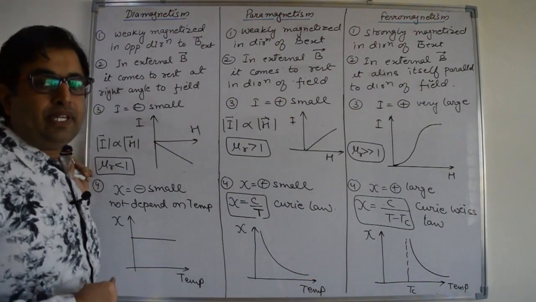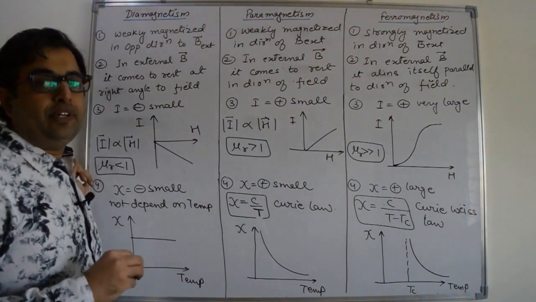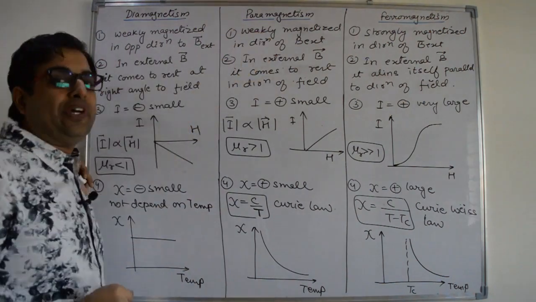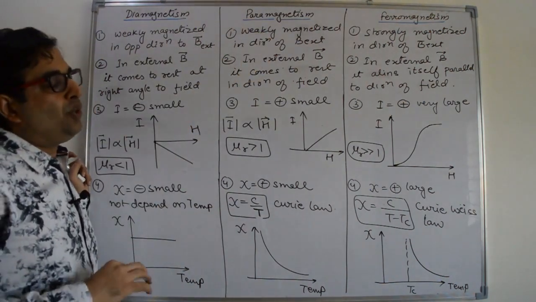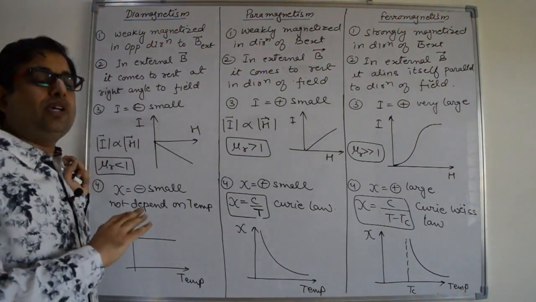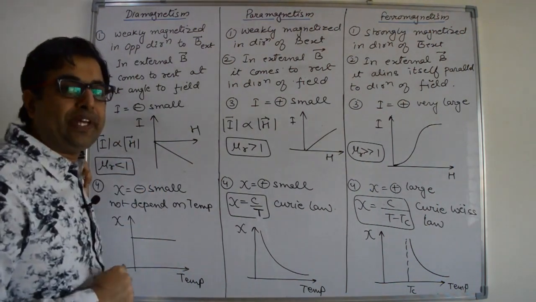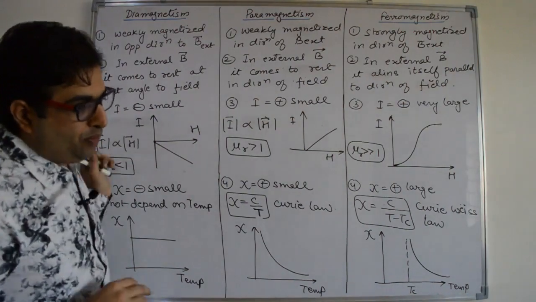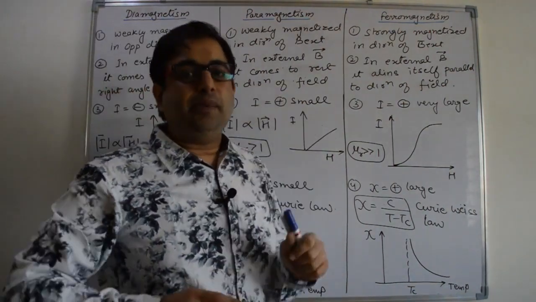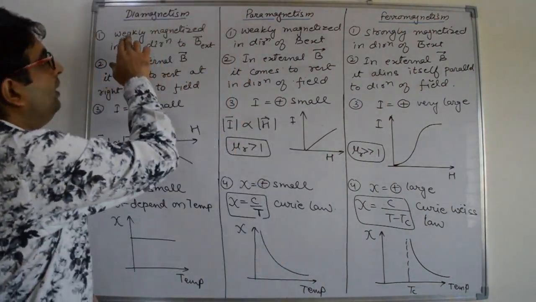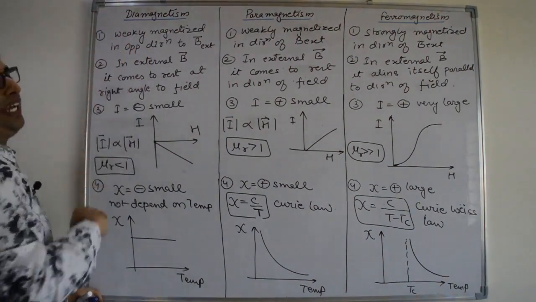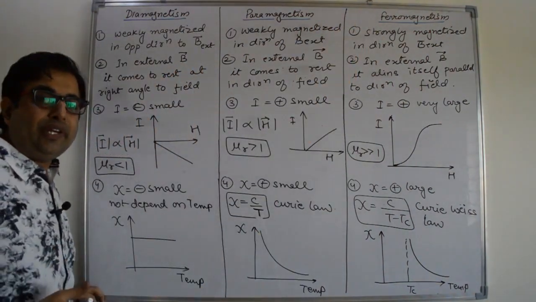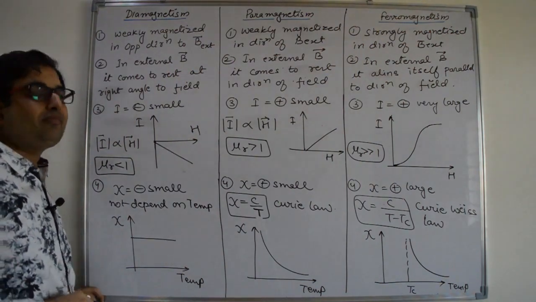Now let us compare the three different types of materials: diamagnetic, paramagnetic and ferromagnetic. How to remember the difference between them? Because this difference table is very important for this chapter, right? You can assume these are three brothers. The younger one is diamagnetic and the elder one is ferromagnetic. The younger one is always naughty.